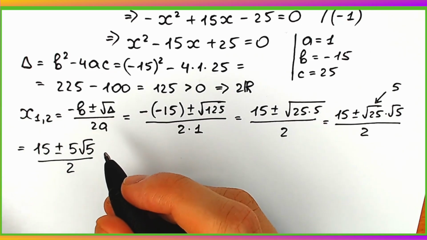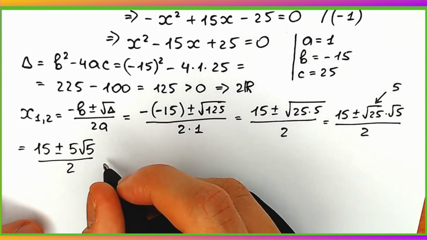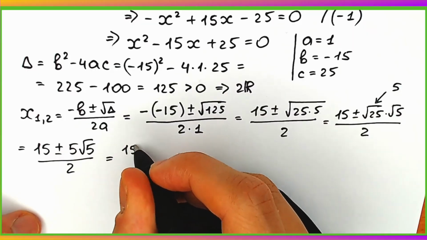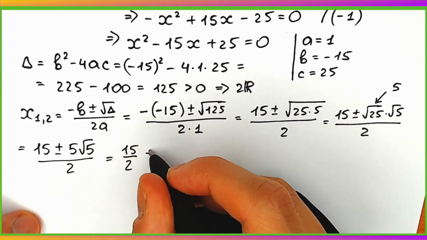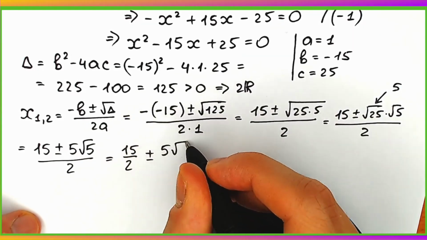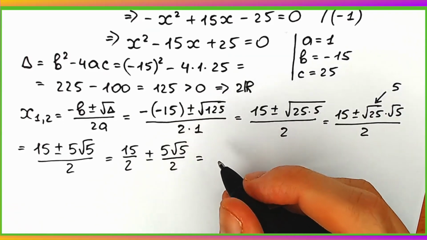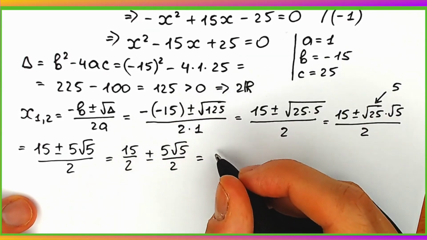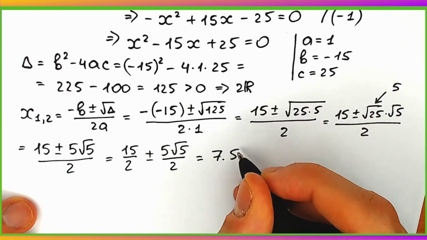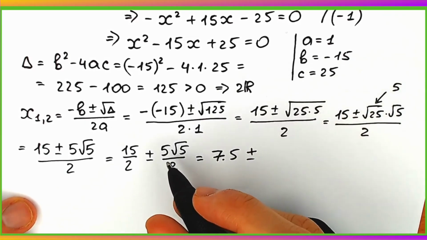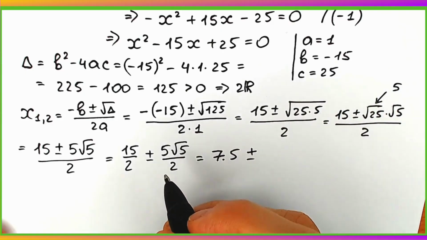So for further calculations, of course, this is up to you. I'm going to use a decimal way. I'm going to divide 15 over 2. So I'm going to write it like that, 15 over 2 plus minus 5 square root of 5 over 2. That's why I'm going to work with the decimal values. 15 halves is equal to 7.5. Yeah, 7.5 plus minus 2.5 square root of 5, or let's leave it like that.